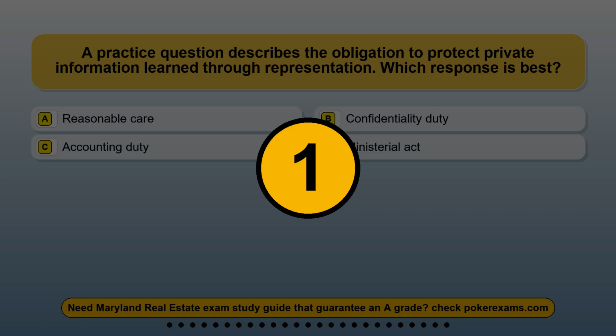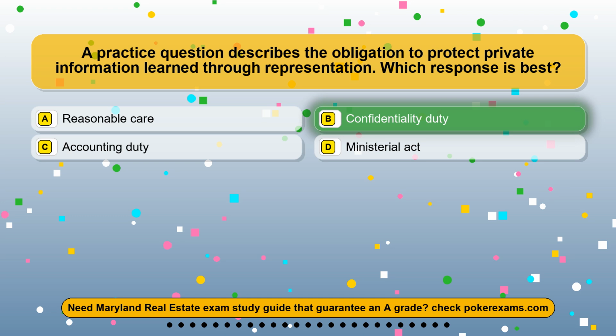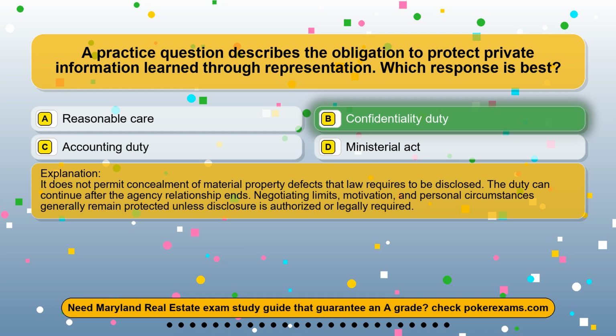The correct answer is option B. Confidentiality duty. It does not permit concealment of material property defects that law requires to be disclosed. The duty can continue after the agency relationship ends. Negotiating limits, motivation, and personal circumstances generally remain protected unless disclosure is authorized or legally required.